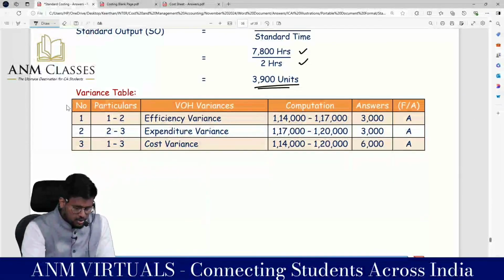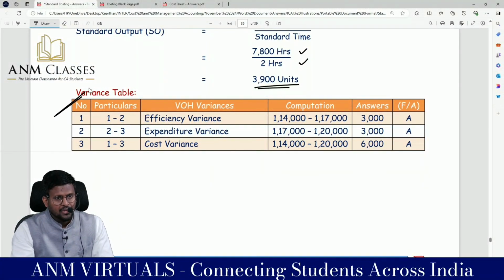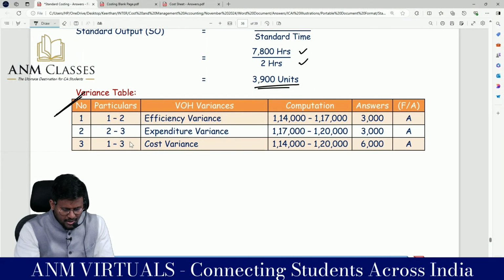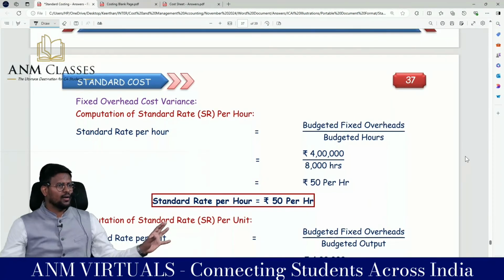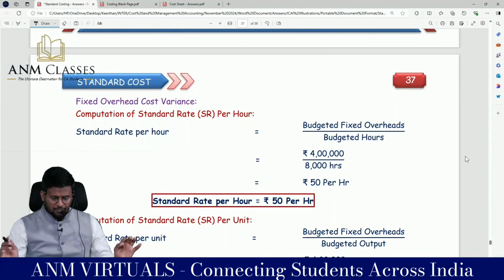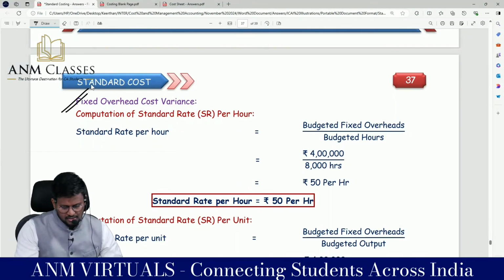So 1 minus 2 is efficiency variance. 2 minus 3, and 1 minus 3, which is 3000, 6000. We are done with the variable part. Are you comfortable? Coming to the fixed overhead and variance.